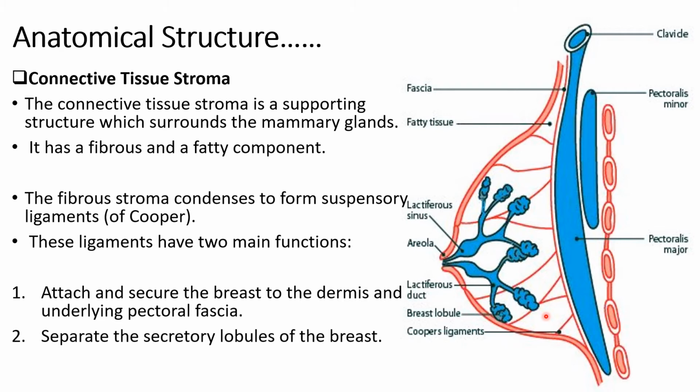The fibrous component condenses to form these fibrous bands, and that is called suspensory ligaments because it attaches the breast tissue to the pectoral fascia. This is the pectoral fascia. So these are the suspensory ligaments, otherwise called Cooper ligaments. Also it separates the different lobules of the breast. You can see here, this is a Cooper ligament. This is another Cooper ligament. You can see a set of lobules here. And similarly, these are Cooper ligaments separating the lobules of breast tissue and also attaching the breast matter to the underlying pectoral fascia.